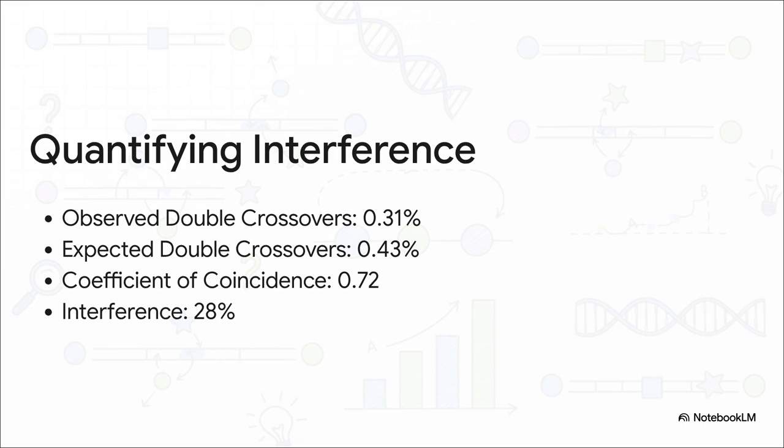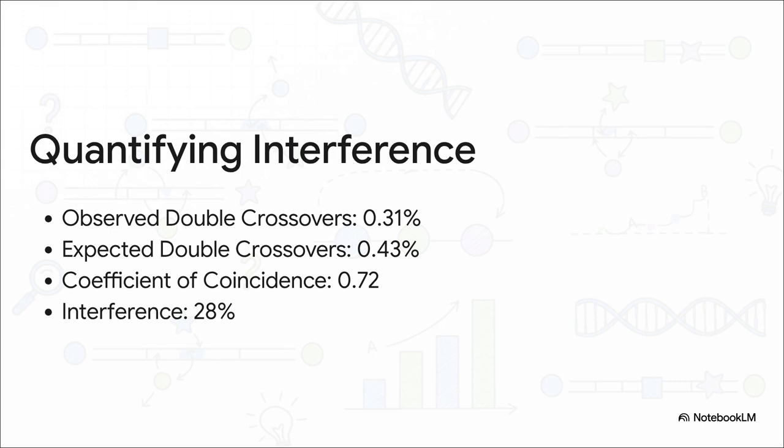And what's really cool is we can put a number on this. If the two events were totally independent, we could calculate the expected number of double crossovers just by multiplying the two single crossover frequencies together. That would give us an expectation of 0.43%. But what did we actually see in our experiment? We only saw 0.31%, so we saw fewer double crossovers than we expected based on pure statistics.